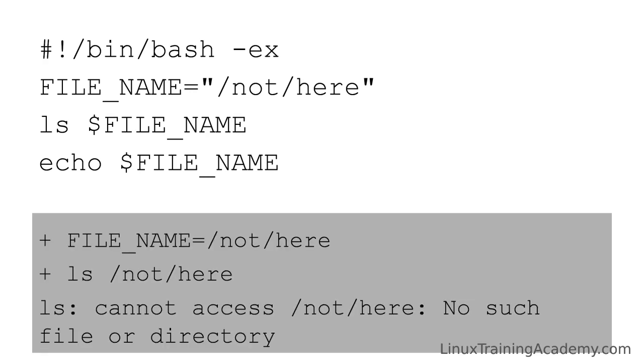This time we'll use both the -e and -x options. The -x option causes the commands to be displayed on the screen. First, it displays the creation of the file_name variable. Next, it displays the ls command. You can clearly see what ls is doing in this example. It's trying to display information about a file named /not/here. Of course, this causes an error and the script stops because of the -e option.